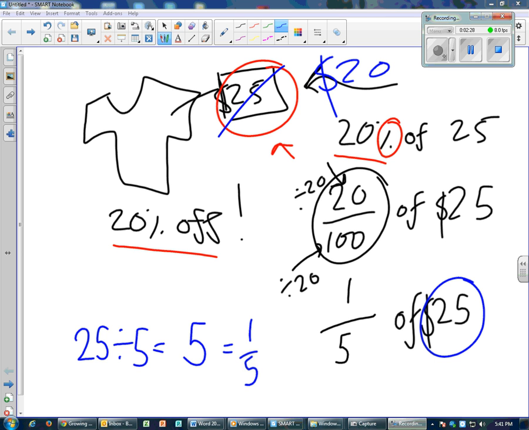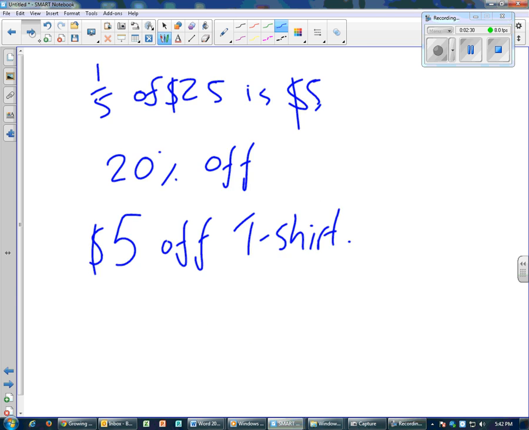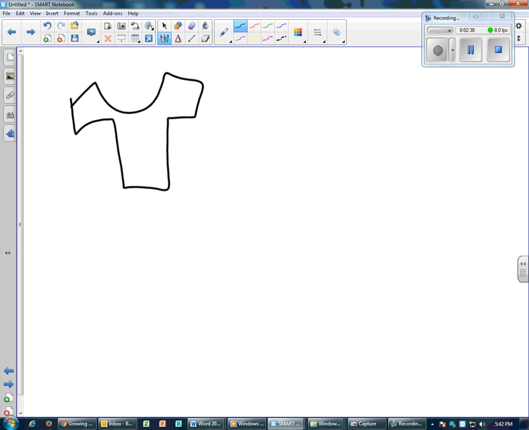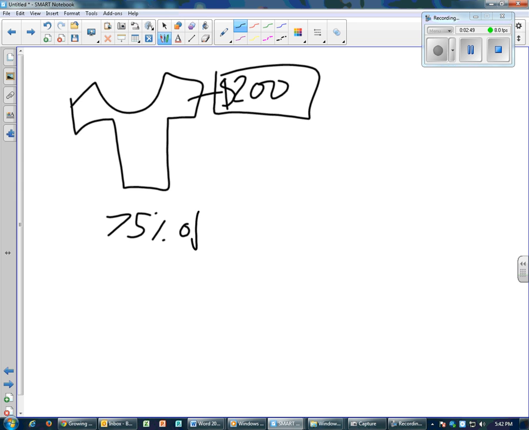Okay, let's do another problem, just like this one. Let's look at another t-shirt here. Here you go. Here's the t-shirt, and this is a real bargain. This one it actually costs $200. Okay, but it's 75% off. Right. First of all, you've got to work out what is 75% of $200, because that's how much you're going to save, 75%.